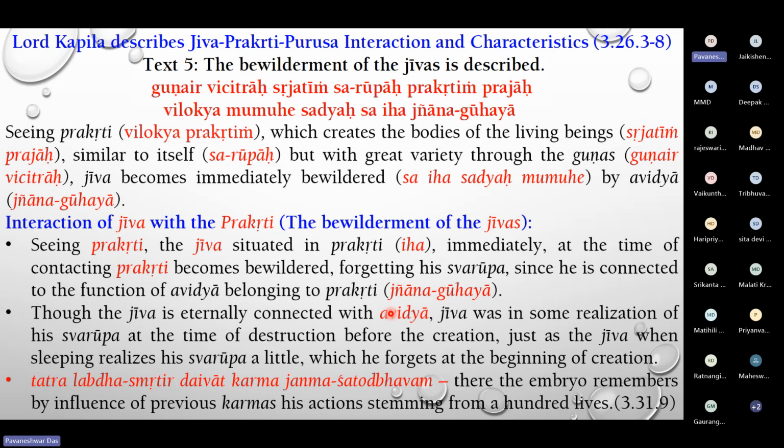Tatra, there, in the womb. Labda Smritir, one remembers the memory. What kind of memory? How? Daivat, by the influence of Daiva. What is that? Karma, Janma Shata Udbhavam. What we used to do in our past 100 lifetimes, we remember. Every living entity, from 7 to 9 months, we remember that.